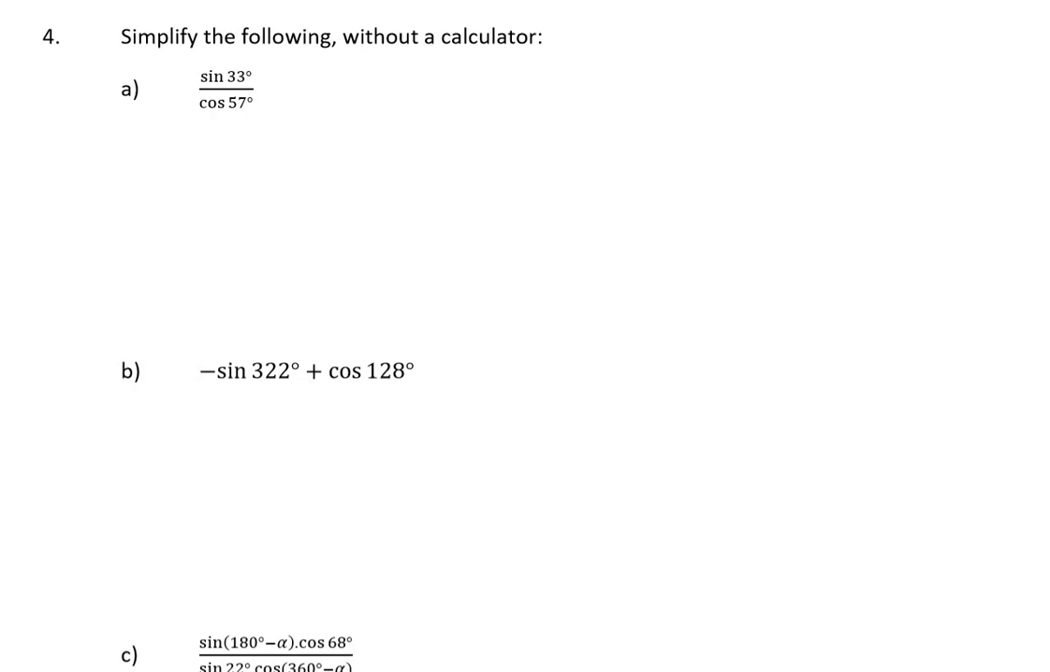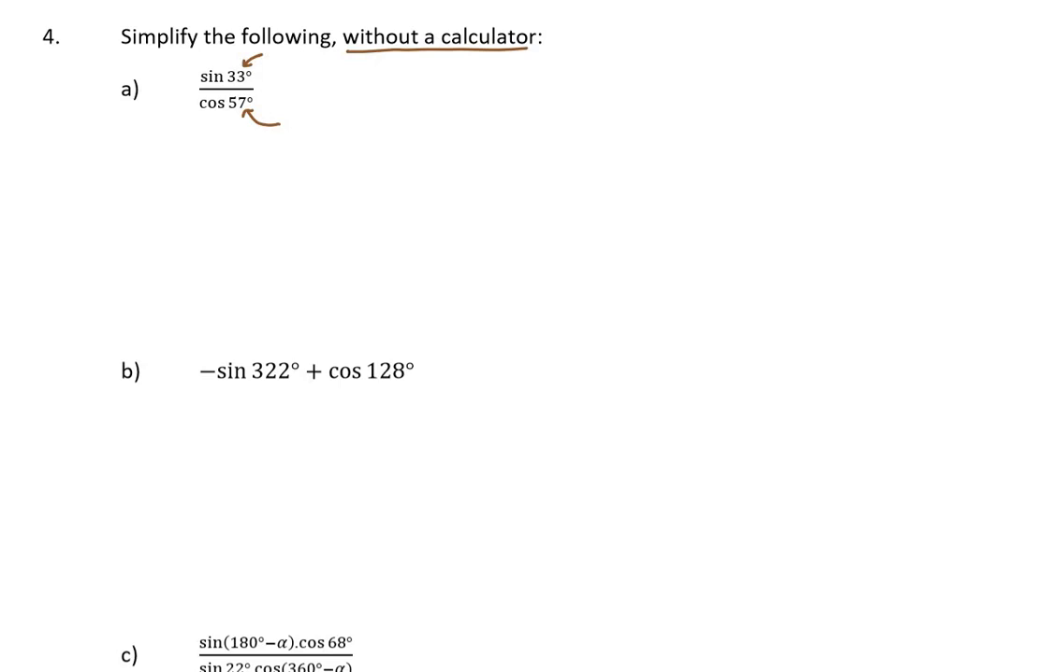Okay, let's look at question 4. Some more simplifying and very stereotypical co-ratio questions. So simplify without a calculator. Now the moment I look at this, we've always been working with special angles. And I look at this and I see sine 33 and I'm like, 33 is not a special angle. And there's no ways that 33 can be a special angle. And then I look at the bottom and I see cos 57. And I'm like, that's not a special angle.